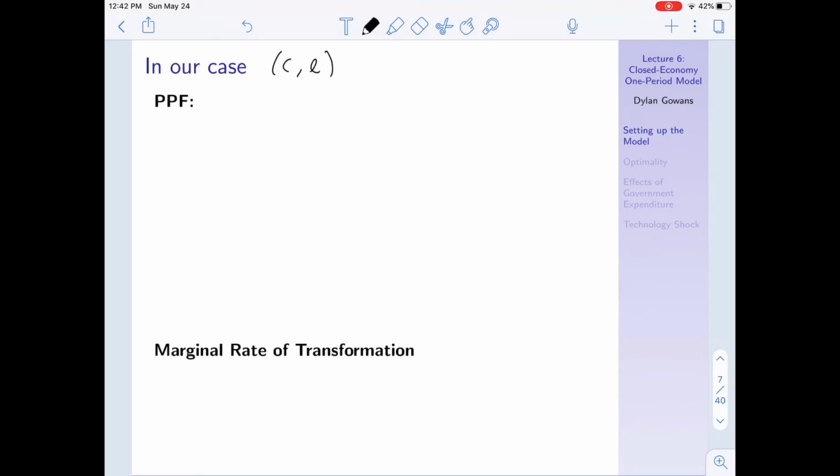Now, luckily, this is pretty easy because notice that we have the following relationship, which is that total output, Y, is equal to consumption plus government expenditure. Or rearranging this, consumption is just equal to Y minus G. So what does that mean? It means that if we were to take our reversed production function that we saw in the last slide and just shift every point on it down by amount G, that will give us C.